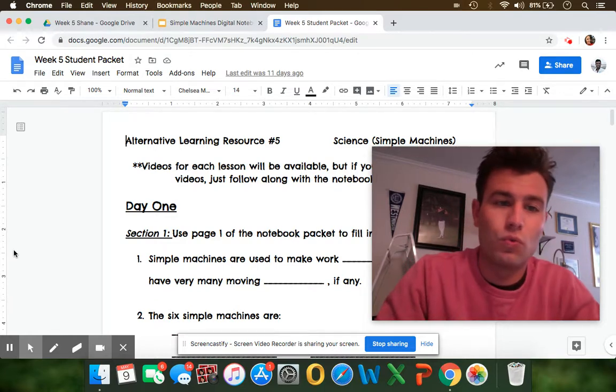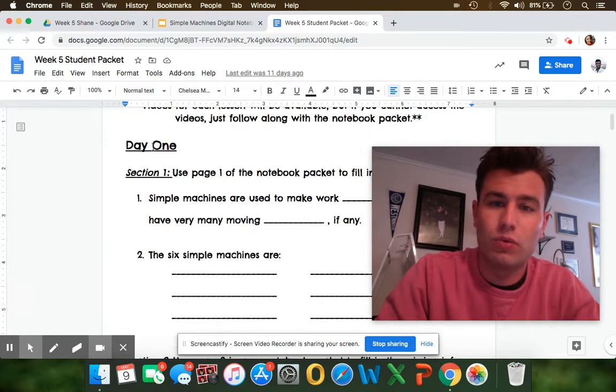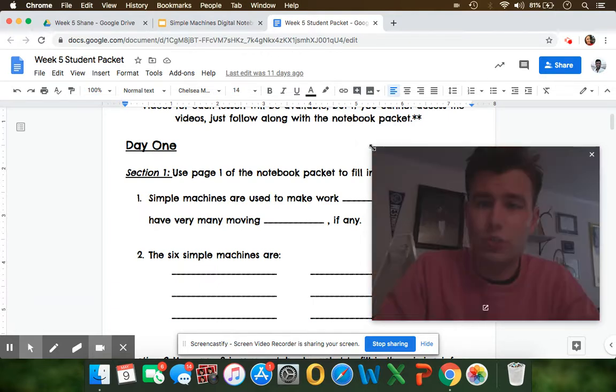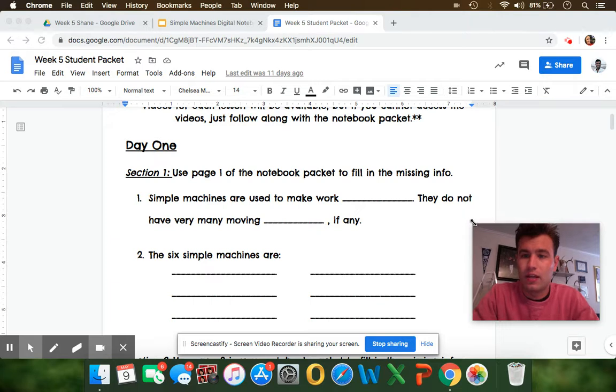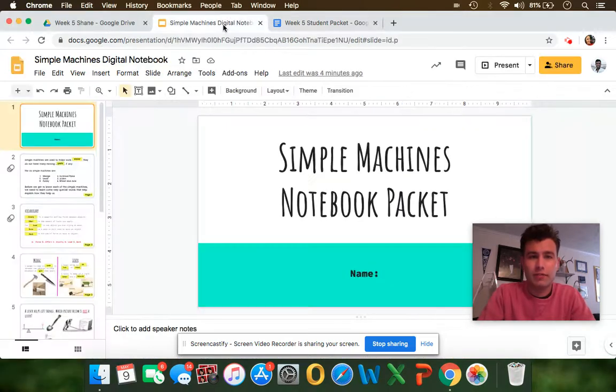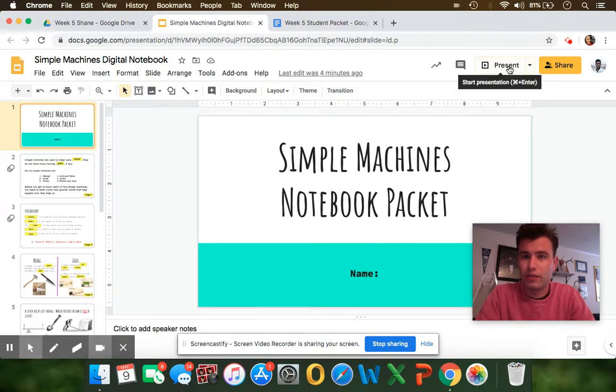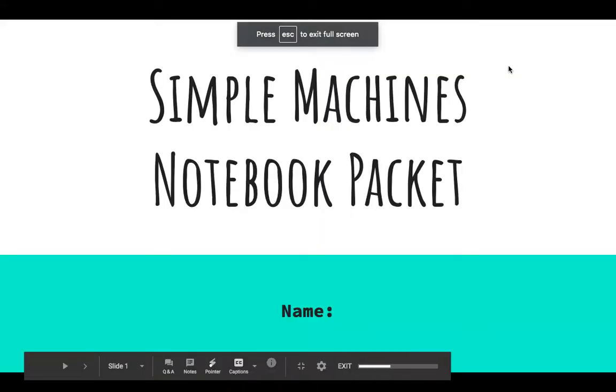So we are on day 1, and what we're going to do is I'm going to go over to the digital notebook packet and talk about some of these words that we must know before we get into this unit. Okay, so you can stay on this page. You're going to fill in the words that I show you on the digital notebook. So I'm going to go away over here on the side. But you can still hear me.